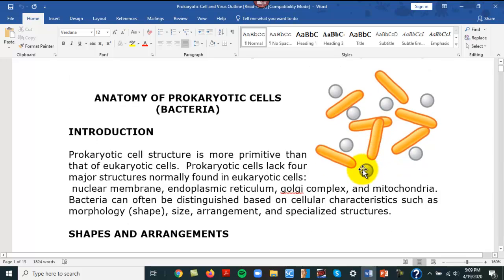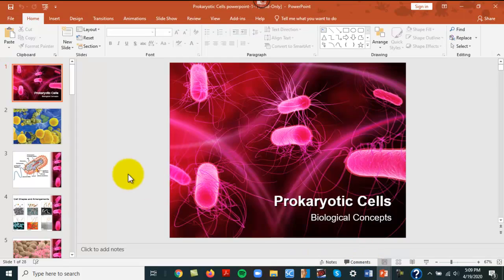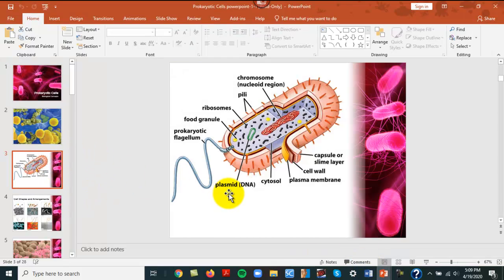All right, we already discussed this a little bit earlier as far as prokaryotic cells go. They're very simple. They don't have what are called membrane-bound organelles. They have a nucleoid region, and they can have layers as far as a cell wall, a capsule and a cell membrane. They do have ribosomes. It says they're a food granule. We did talk a little bit about this.